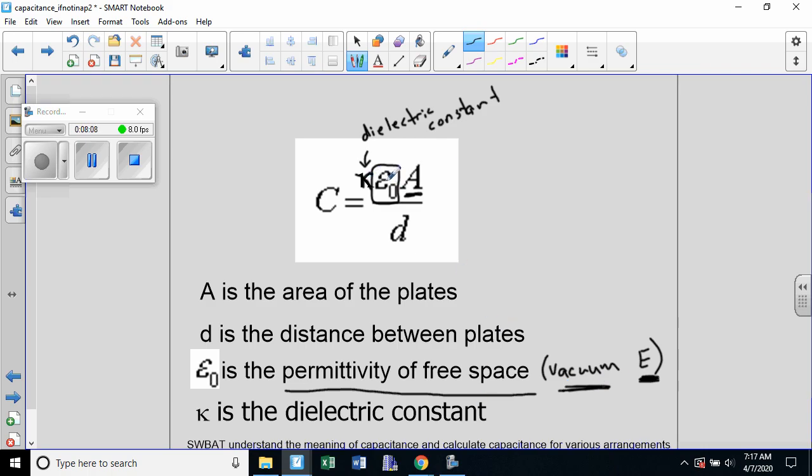So here we have kappa times the permittivity of free space. How well does vacuum hold electric fields? Times the area of the plates. We're going to do, for the most part, if they are parallel plates, we're going to assume that the area of each plate is the same. And when we calculate area here, you're just doing the area of one plate. So kappa times epsilon naught times the area of one plate divided by the separation distance between the plates. And that's the capacitance for this particular capacitor.